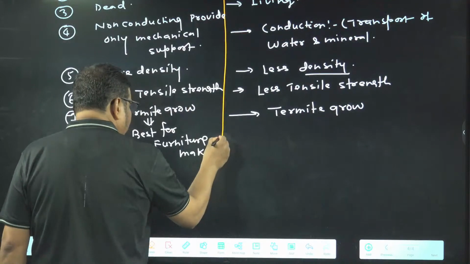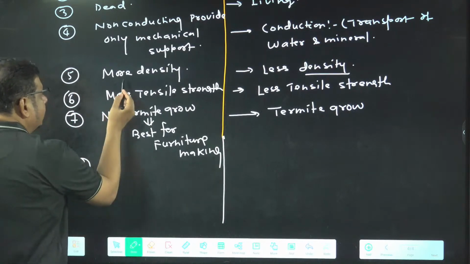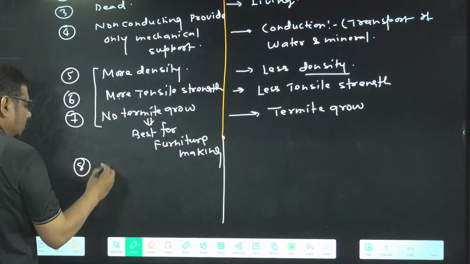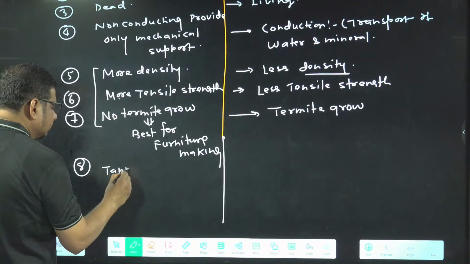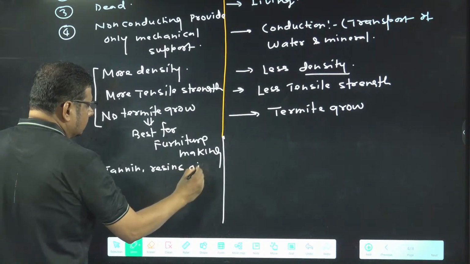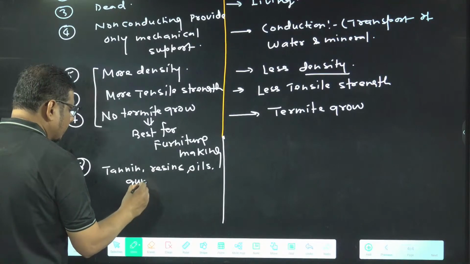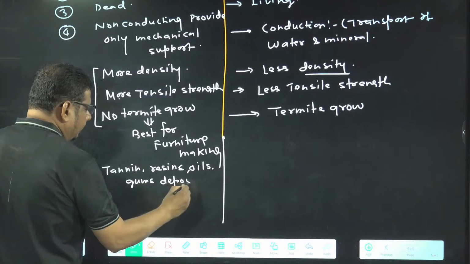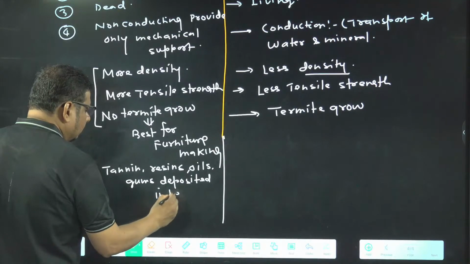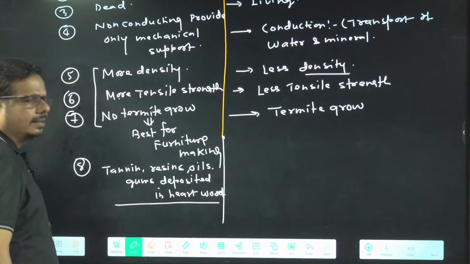If you talk about some more differences between heartwood and sapwood, in heartwood, what are you finding? Why is it more dense, with more tensile strength and no termite growth? Because what is deposited? Tannins, resins, oils, gums are deposited in which one? Heartwood. And due to their deposition, what happened?